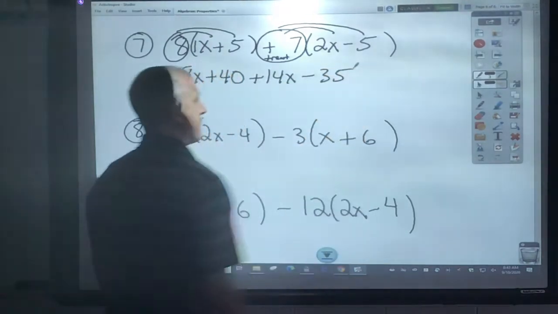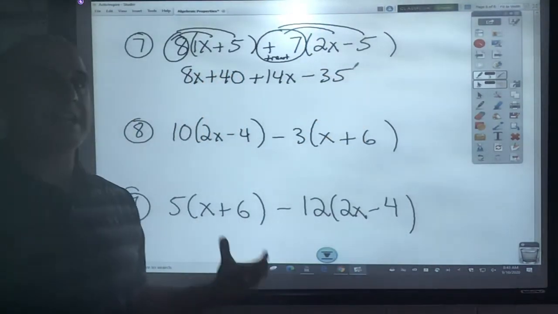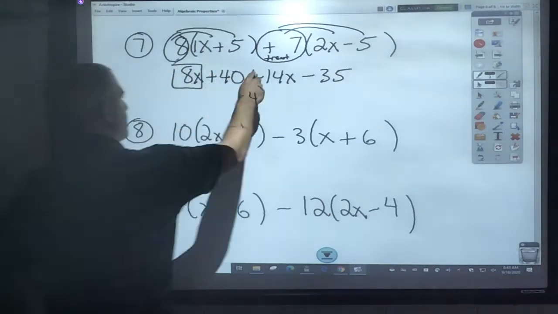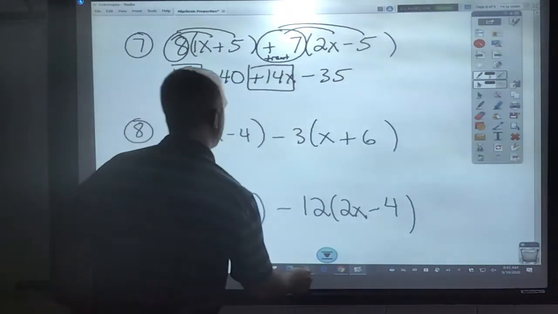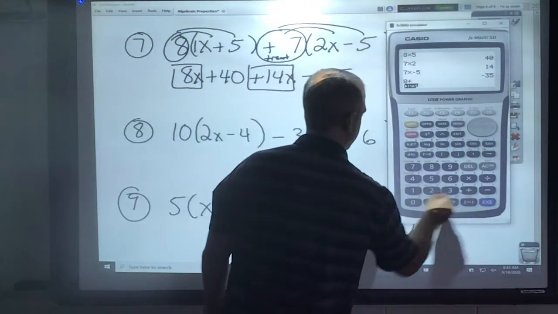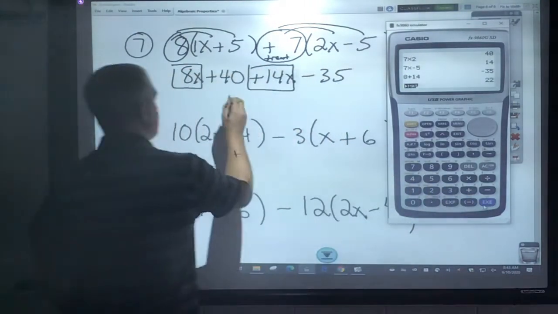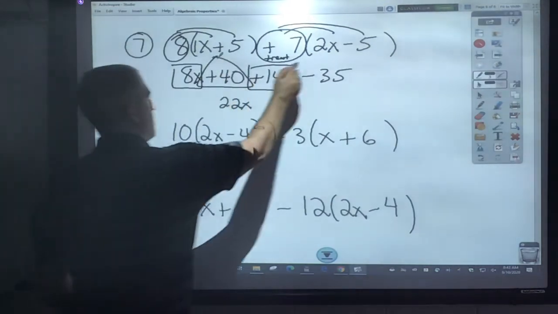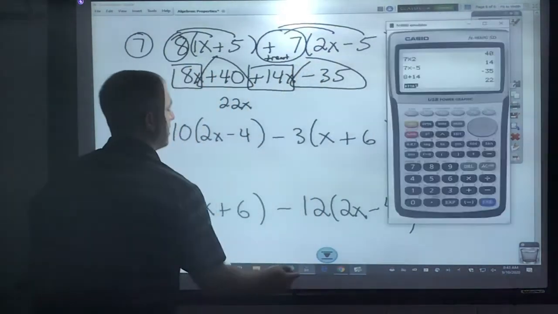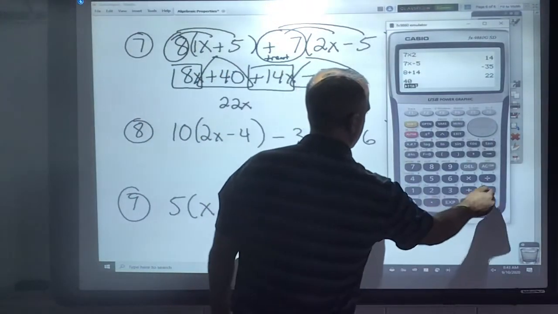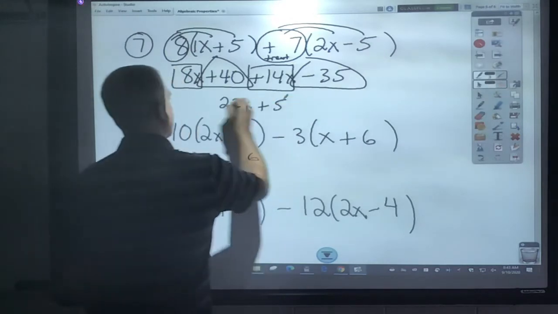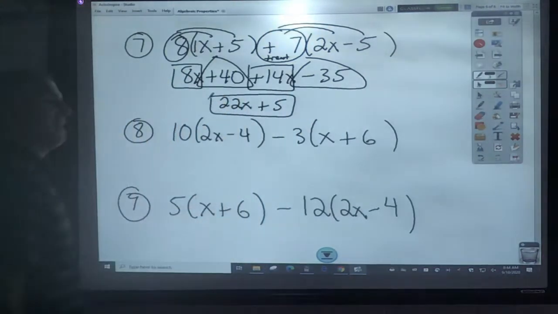Now, in our first lesson, we talked about combining like terms. Okay, so this term is the same as this term. So what I would do is 8 plus 14, which gives me 22x. Remember, we do not change the exponents. Okay, then I got 40 minus 35, which would be positive 5. And so that would be my answer.